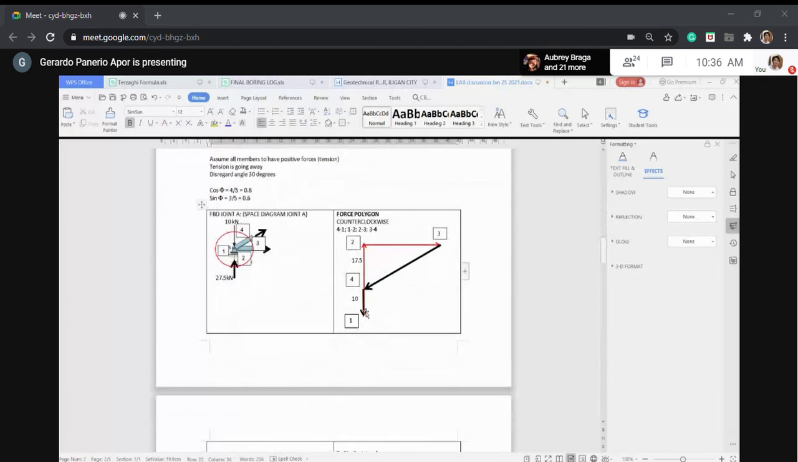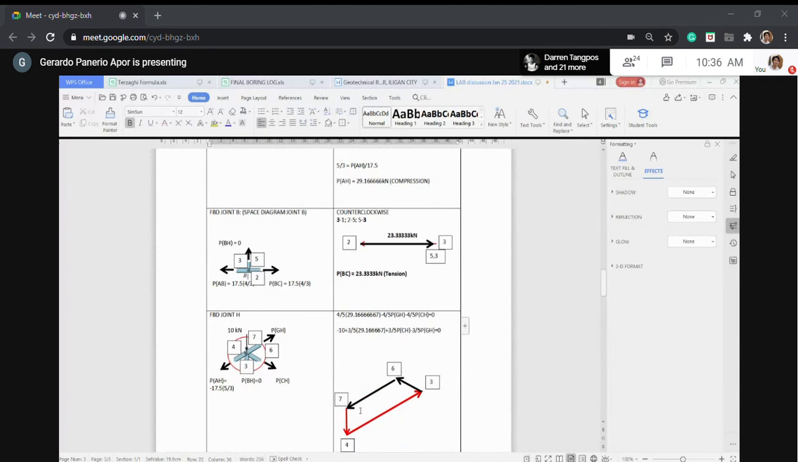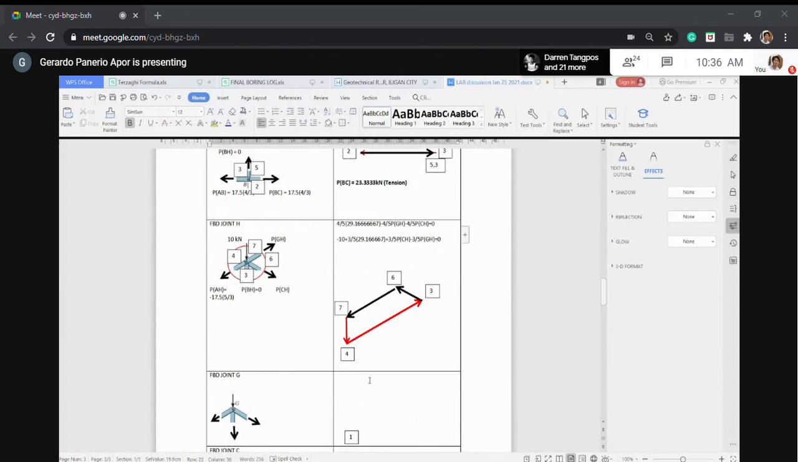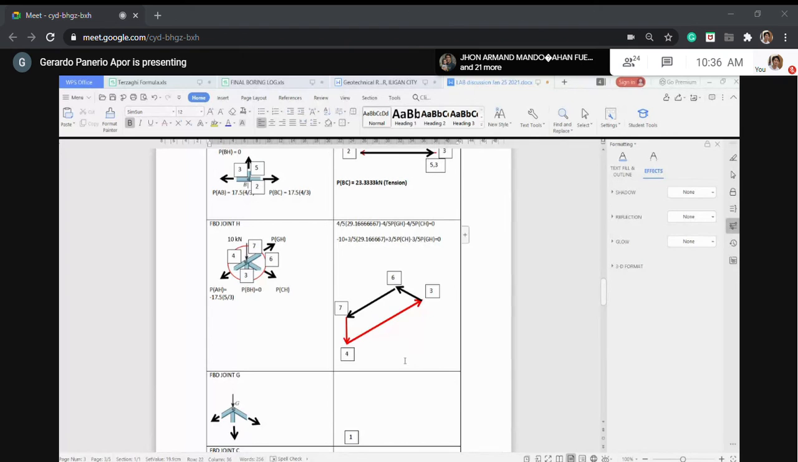Okay, so your basis is the polygon. So that's it, class. This is a laboratory, so I discussed to you things about calculation and how it is calculated. The topic that we are discussing this morning is graphical analysis of trusses. Okay. So I will stop at this point.